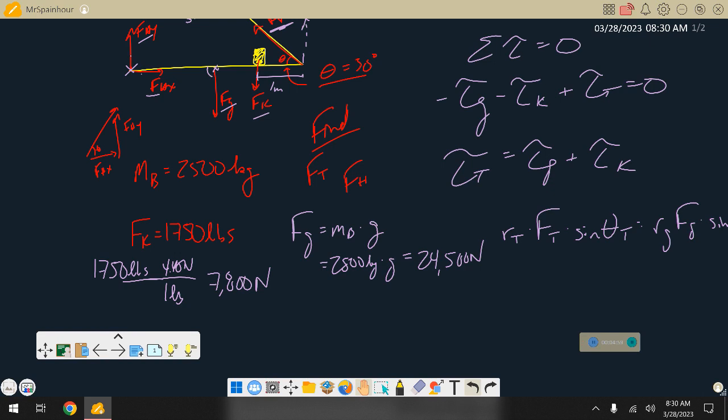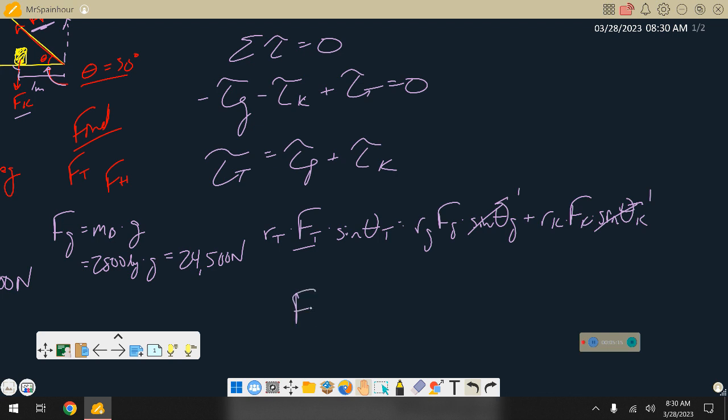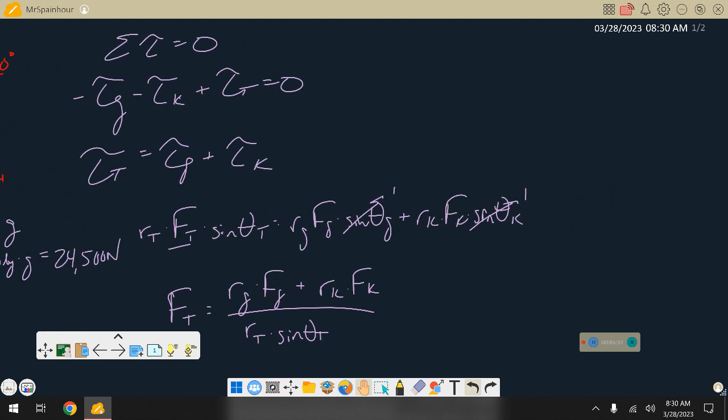One is here and one is here. This one, of course, right there, as we established earlier, is not. So we're going to leave the tension one around, but both of those go to 1. Now we can just solve for this guy right here. So force of tension is going to equal lever arm of gravity times force of gravity plus lever arm of Night Horse times force of Night Horse, all divided by lever arm of tension times sine theta of tension. And let's plug that in.